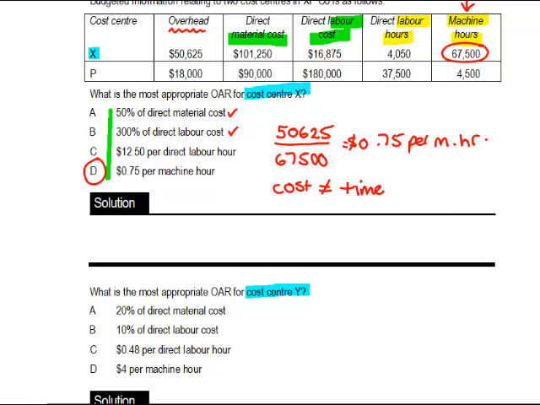Okay, let's have a look at the other cost centre, which is actually cost centre Y. So let's have a look at this one. We now have got more labour hours than we have machine hours, and therefore we've got $18,000 divided by 37,500, and that gives us an answer of 48 cents per direct labour hour.